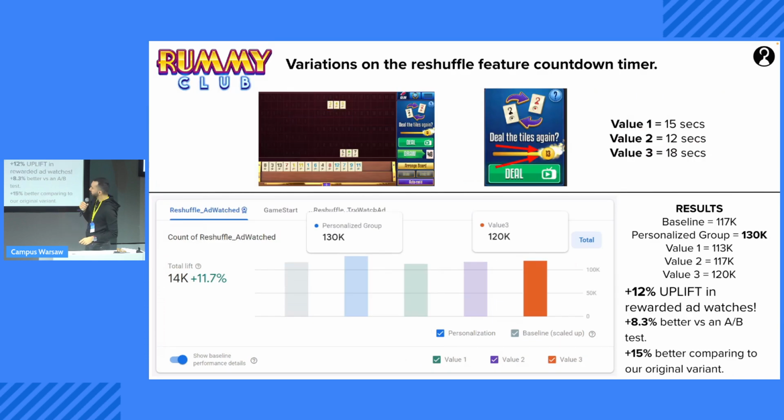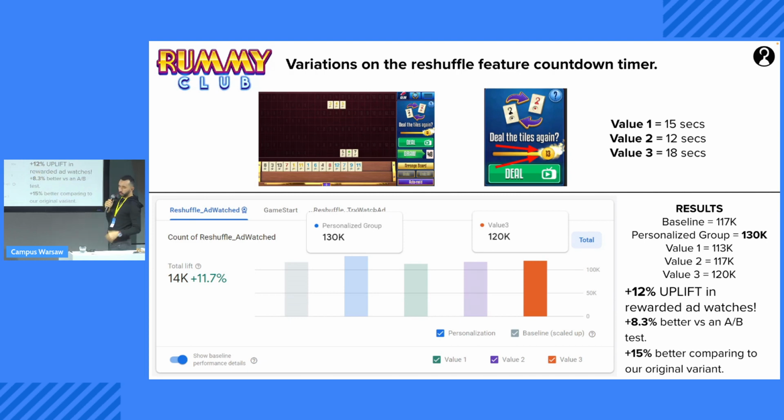Yeah. So in our Rumi Club game, we have a feature after the game starts, after we deal tiles to the player, you can watch a video ad and you can deal the tiles again. And we had the idea of experimenting with the timer because it gives you this offer and you had 15 seconds, counting down from 15. If it reaches 0, you don't have that offer anymore. It will just give you some time pressure.